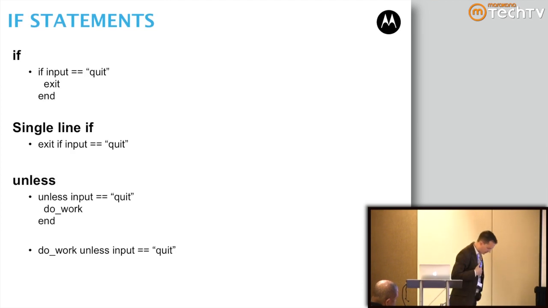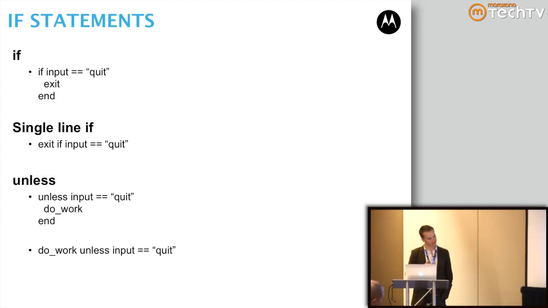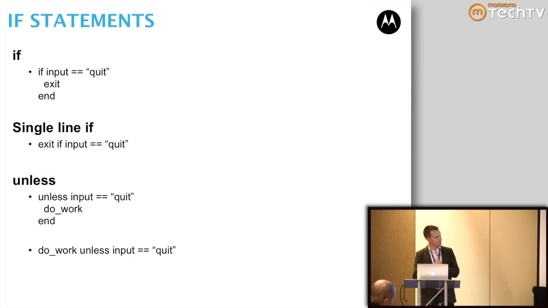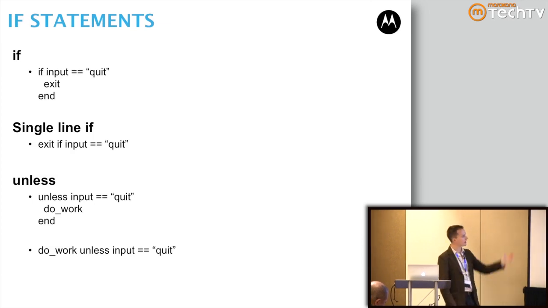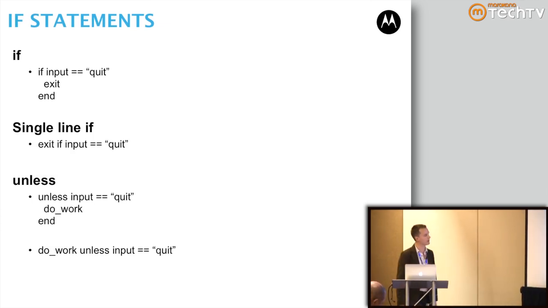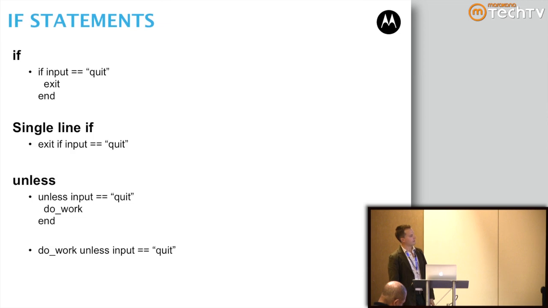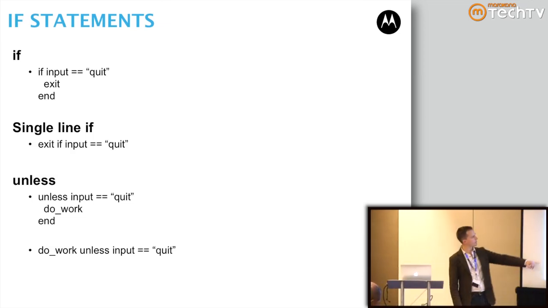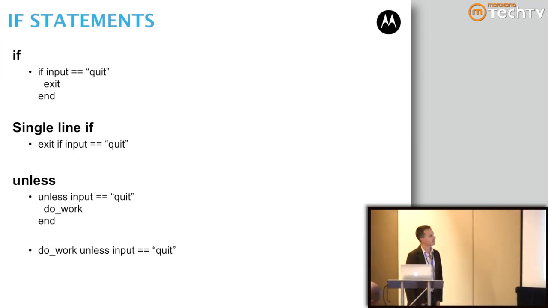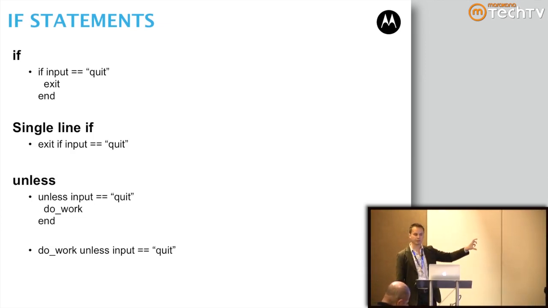We also have the inverted if or the unless statement. Unless is really just anything you would say not in front of. So, if not input equal quit. If you want to, you can use unless. It's just the opposite. So unless input equals quit, we do some work. And again, we have the single line form of that too. I like unless for really simple statements. If anything gets more complex, I usually go back to if.